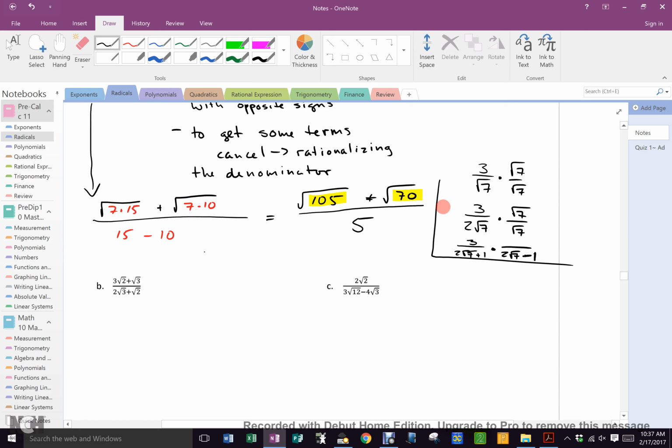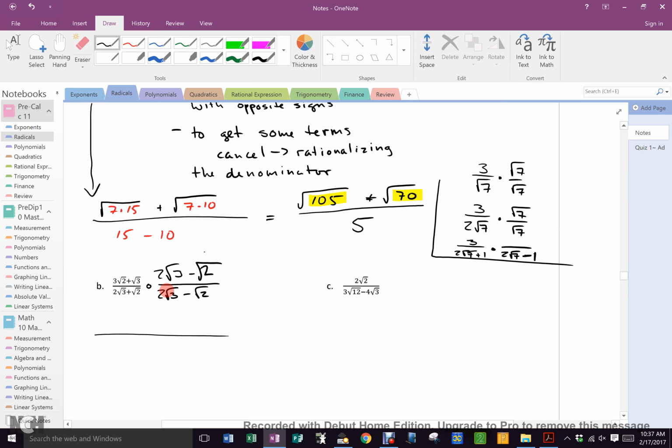It's Friday. I'm stupid. And I forgot that over here. That's why this one didn't work. So what I really need to do here is multiply by 2 root 3 minus root 2. I do need that because this is a binomial. 2 root 3 minus root 2. So now let's fix it up.